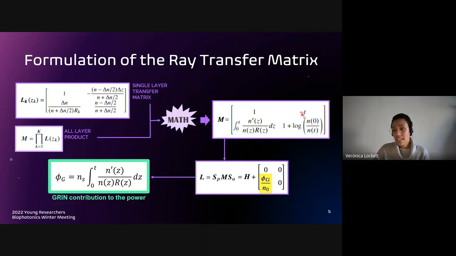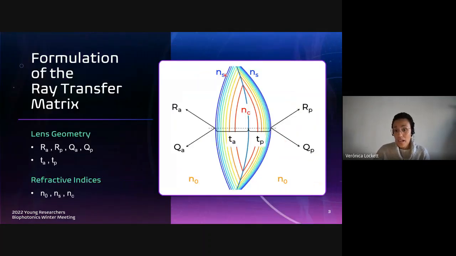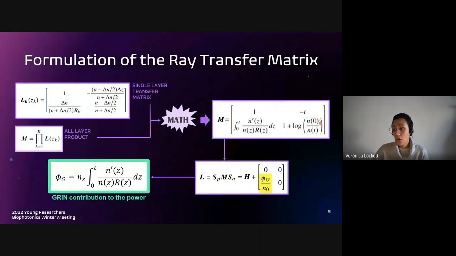which is 1, negative thickness of the lens. And here we have 1 plus log of N0 over N_T, which in our case, as you can see, we have the same index on back and front surfaces. So this log would be log of 1, which is 0. So it would be 1, minus T, 1 here, in element 2,2. And element 2,1 would be this integral right here. If you compare this with the matrix for a homogeneous lens, the only difference between them is in element 2,1. And that will be the matrix of a homogeneous lens.